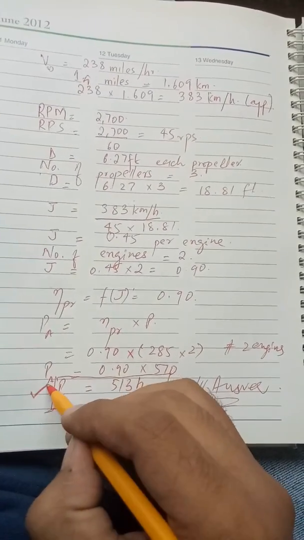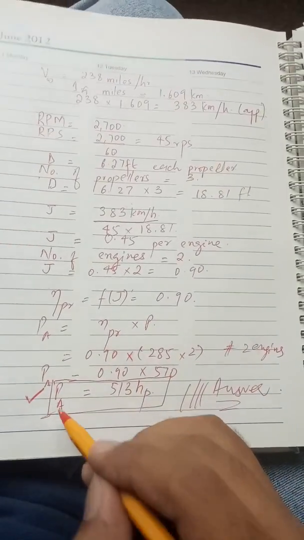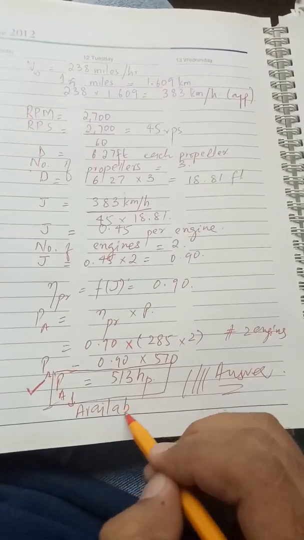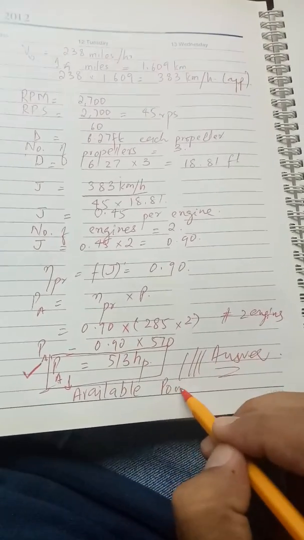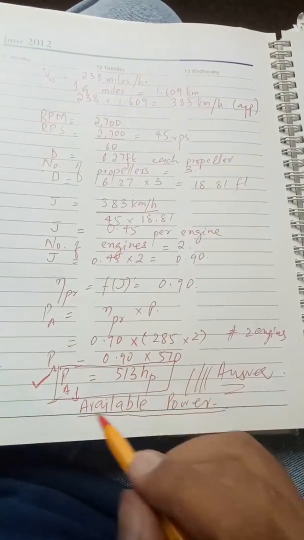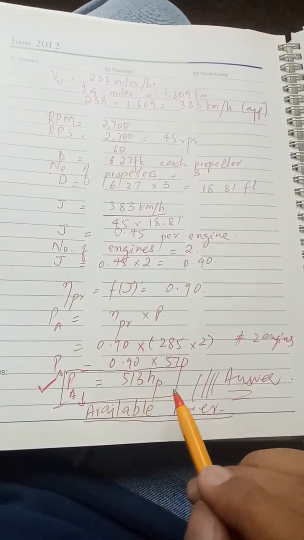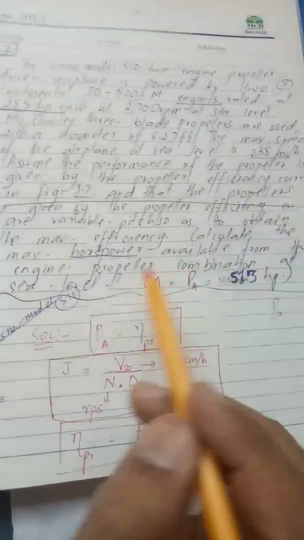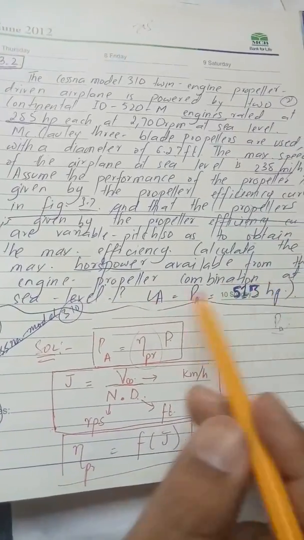So this is the available power. Okay. So this is how you're going to calculate available power is equal to 513 horsepower. And what is the condition for that? That calculate the maximum horsepower available from the engine propeller combination at sea level. So that is at sea level.